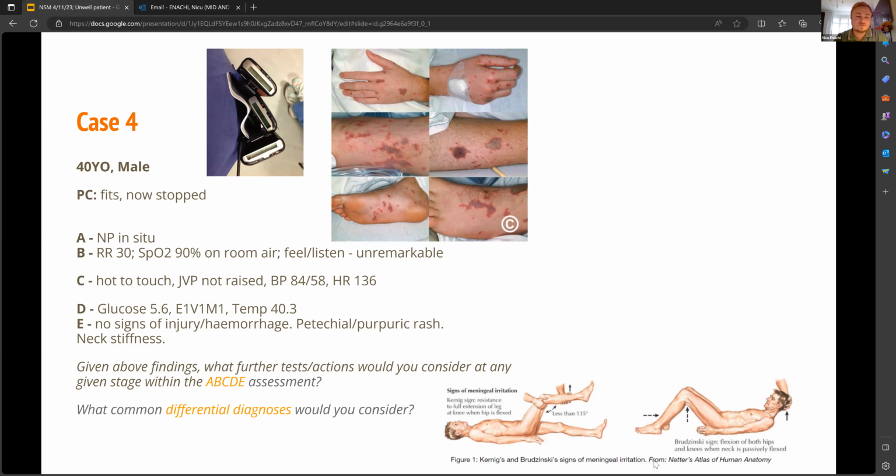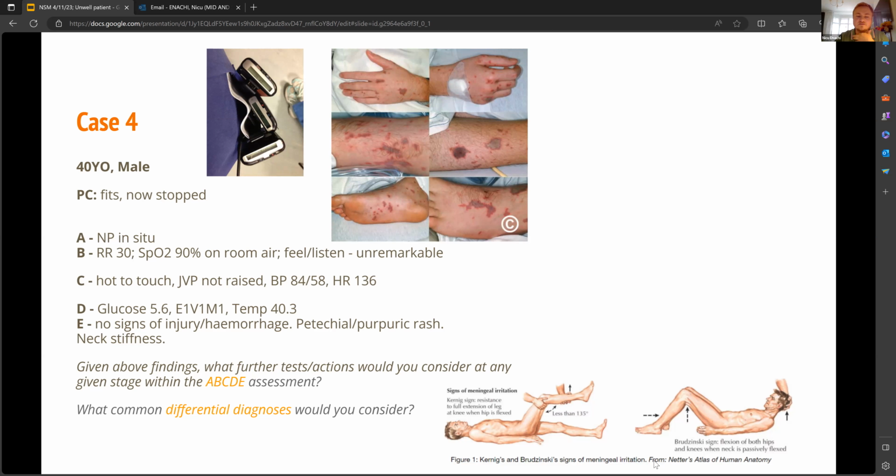Case 4 is a 40-year-old. He was brought into hospital because he had some seizure. However, the seizures have now stopped. The patient came with an ambulance. They've helpfully put in a nasopharyngeal airway in situ for your A. B, he's tachypneic, hypoxemic. His chest sounds pretty good. He's very hot to touch.